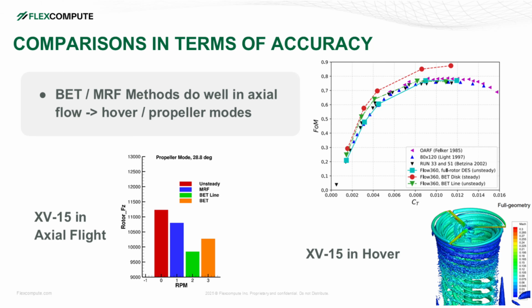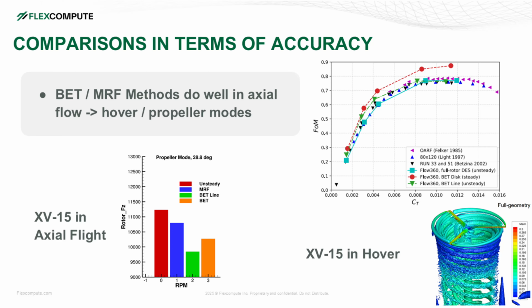Now we can briefly compare these models. This slide shows the results for the XV15 model. As you will see from this slide, BET and MRF do well in axial flight. The bottom left graph highlights this, showing results within 10% of each other. If that level of accuracy is sufficient, lower fidelity models can be used to save significant computational cost.